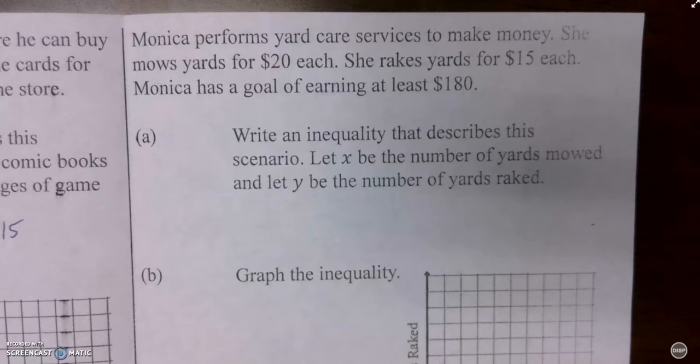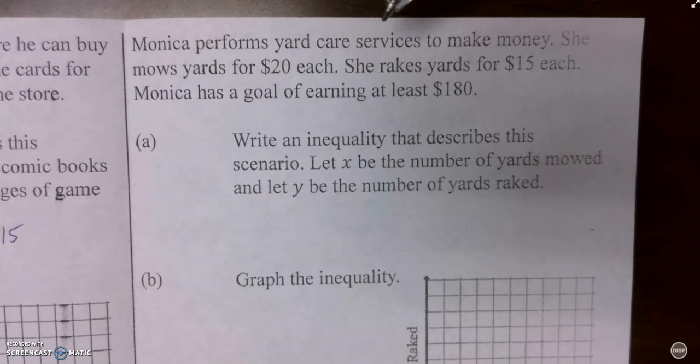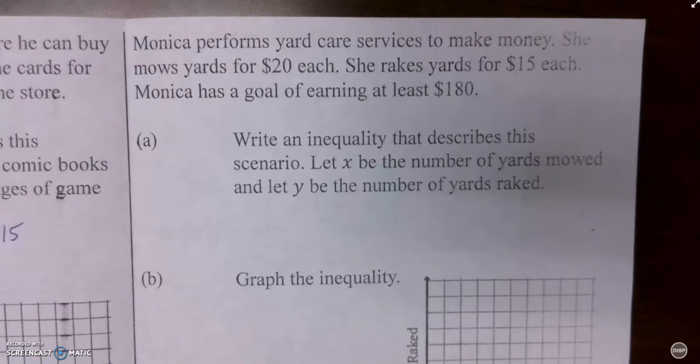The problem says Monica performs yard care services to make money. She is copied really poorly. I apologize. She mows yards for $20 each. She rakes yards for $15 each. Monica has a goal of earning at least $180. Why don't you try part A? We'll pause the video for just about a minute and a half, and you try part A. All right, let's see how you did.